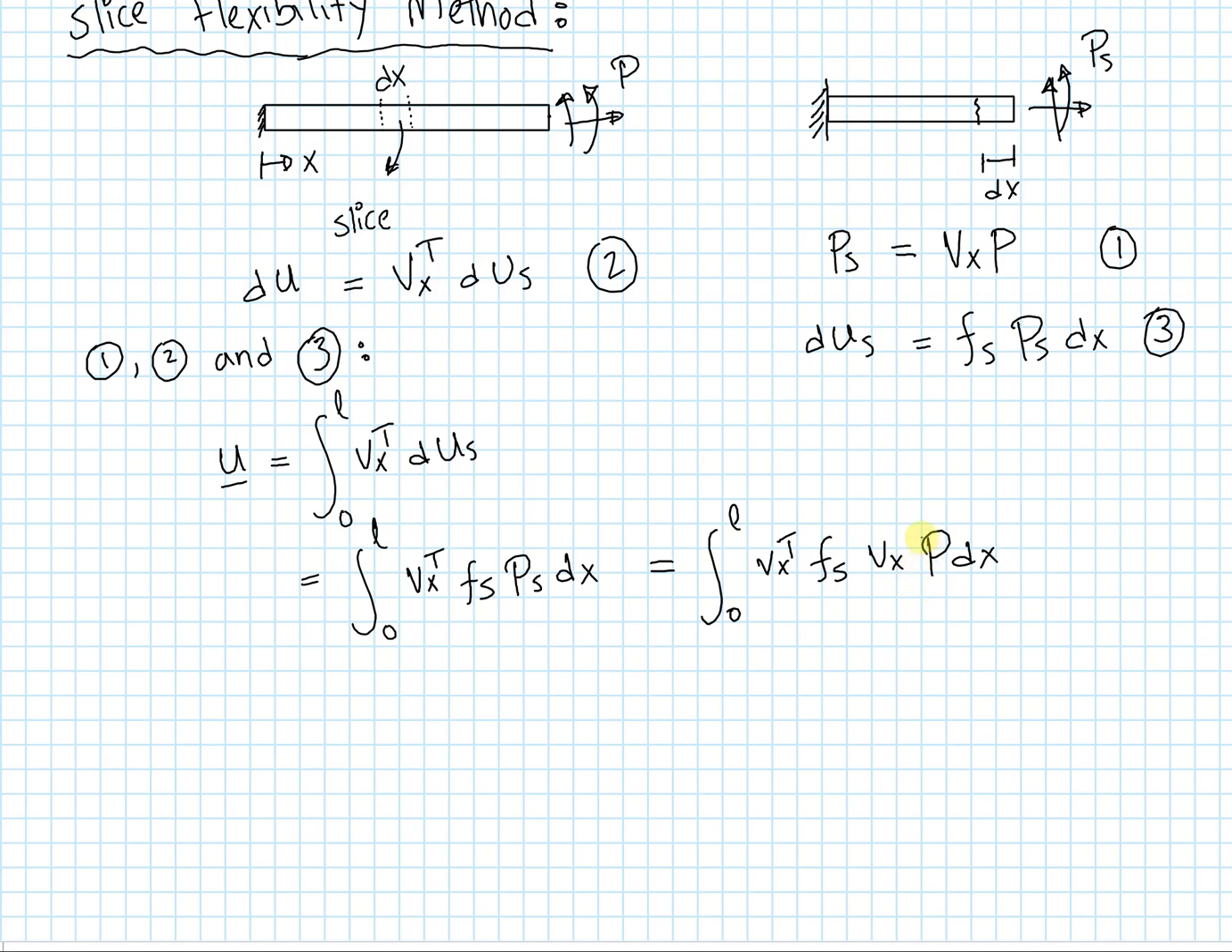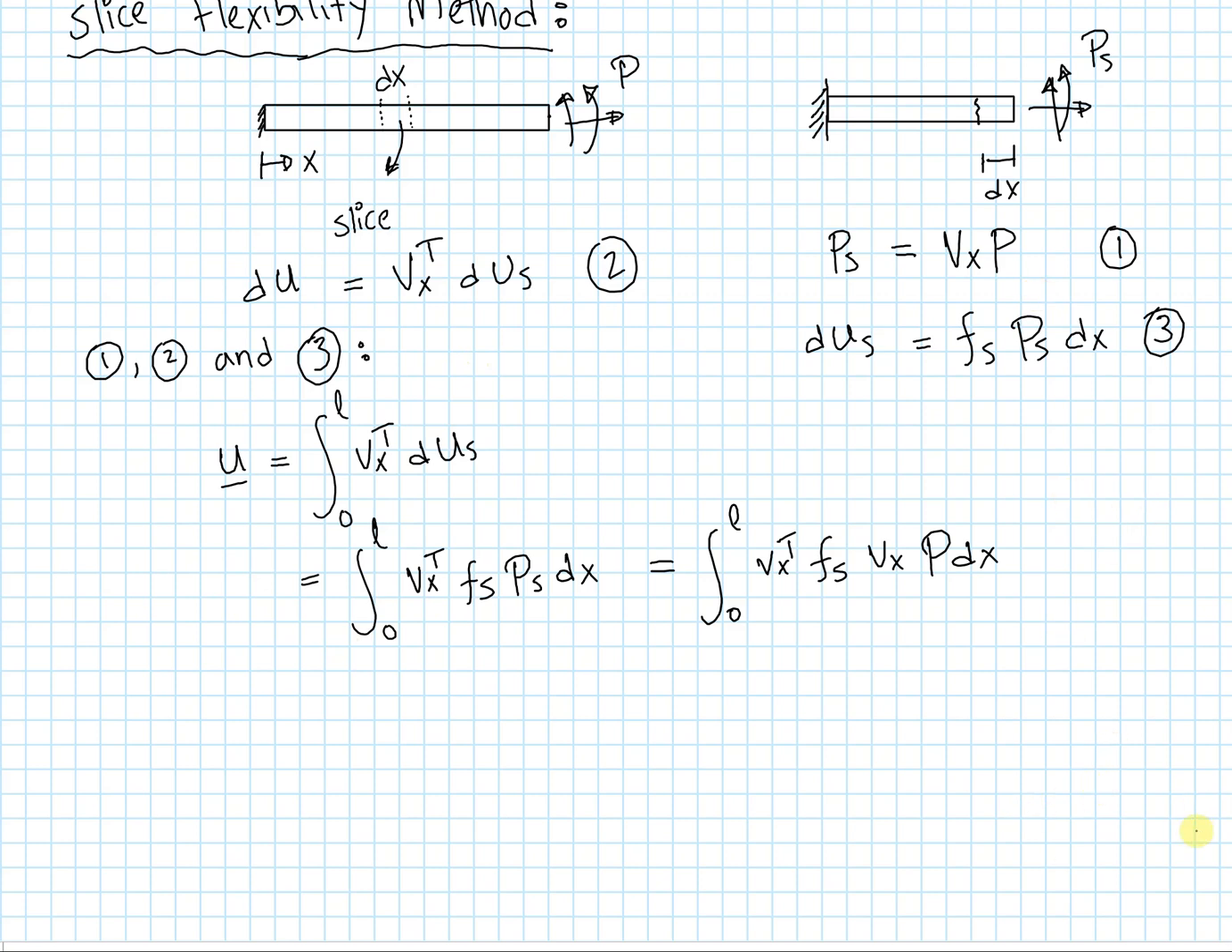Okay? So what I'm doing here is I'm finding my total deformation as a sum of deformations, tiny deformations, in every little slice along the span of my beam or truss. And that's really how we're going to formulate the flexibility matrix. Let's do an example.